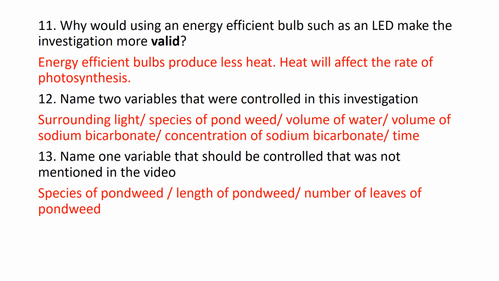Question 12. Name 2 variables that were controlled in this investigation. It was not spoken about, the control variables. So these are things that you may have come up with. These are the ones that I thought of off the top of my head, but there are other valid answers. So it's turning off the surrounding light.